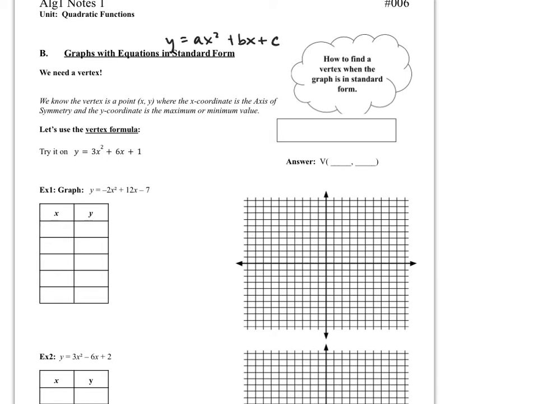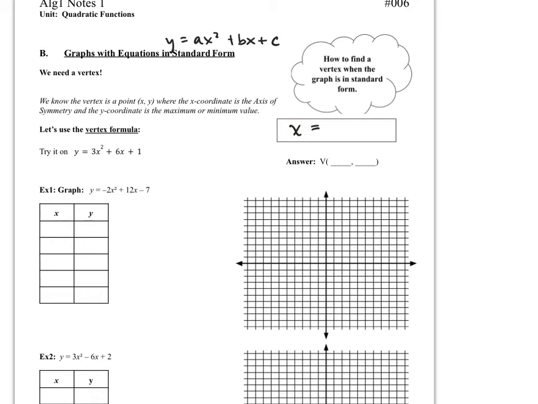It does not show me the vertex, and so I need to find the vertex. Now remember, one of the things we noticed about the vertex on the Jamboard last week was that the axis of symmetry passes through the vertex. And so what we're going to use for the vertex is the axis of symmetry formula first. And remember, the axis of symmetry is a vertical line.